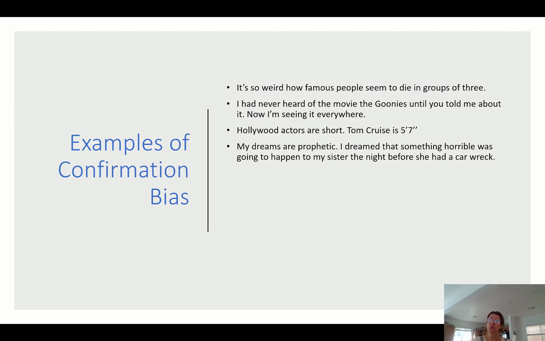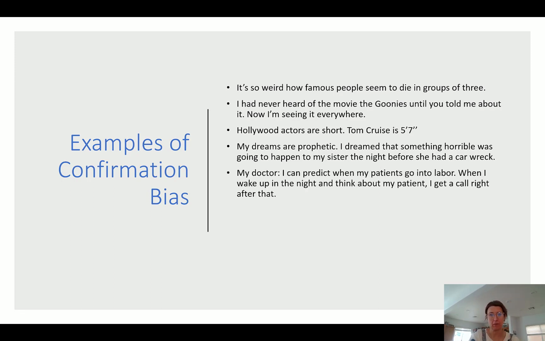Okay. Here's one. My dreams are prophetic. I dreamed that something horrible was going to happen to my sister the night before she had a car wreck. So I know people that say that they have dreams that tell the future. This is confirmation bias because you don't remember all the dreams you had where nothing happened, that didn't come true. You only remember the one time out of the 10,000 dreams you've had in your life that you dreamed something and then something similar happened. So that's why this is a sort of cherry picking. You don't think of the times it didn't happen.